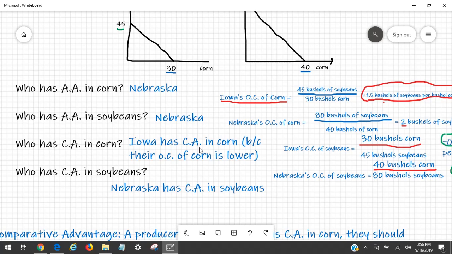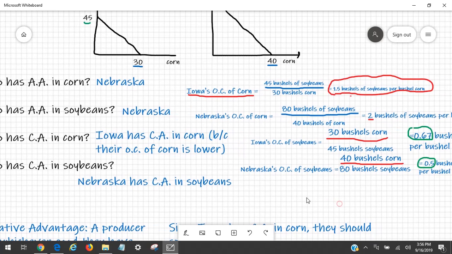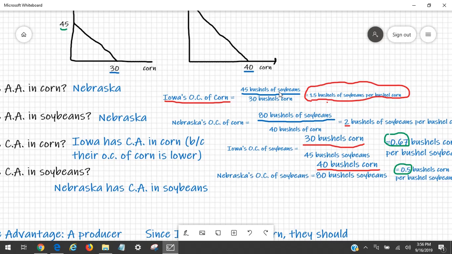Just make sure you understand why that's true. It's true because, going back to these calculations, the opportunity cost of corn is just the inverse of soybeans. So if we just flip these fractions upside down, then the results are just going to be flipped. So whoever had a higher opportunity cost of one, once we flip them upside down, that will become the smaller fraction, and they will have the lower opportunity cost in the other good. So just remember, a producer can only have the comparative advantage in one good, not both.